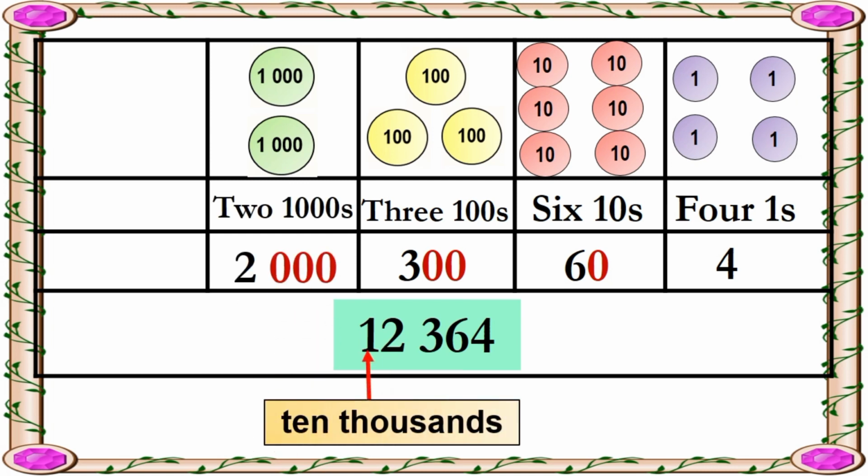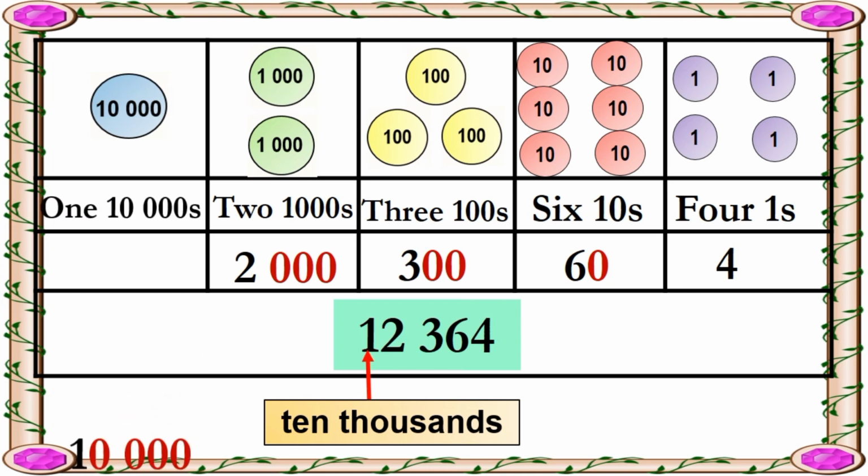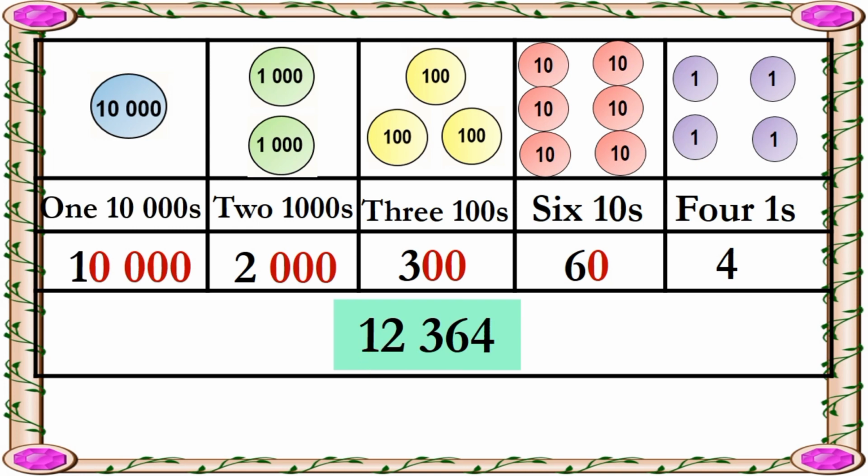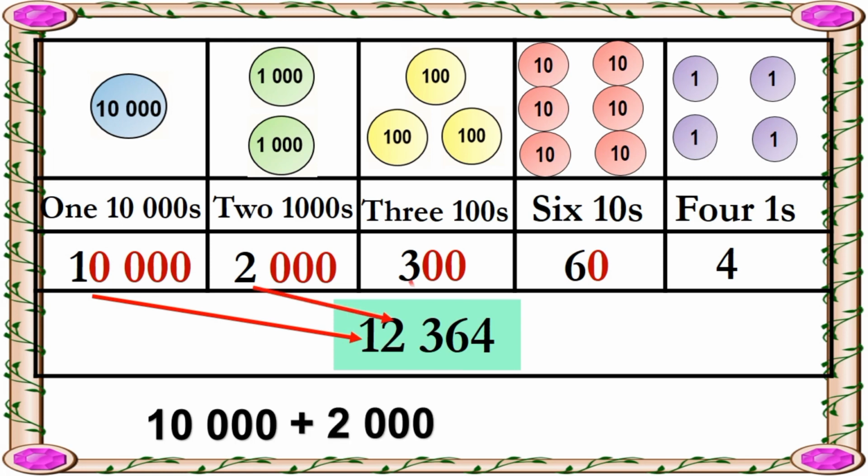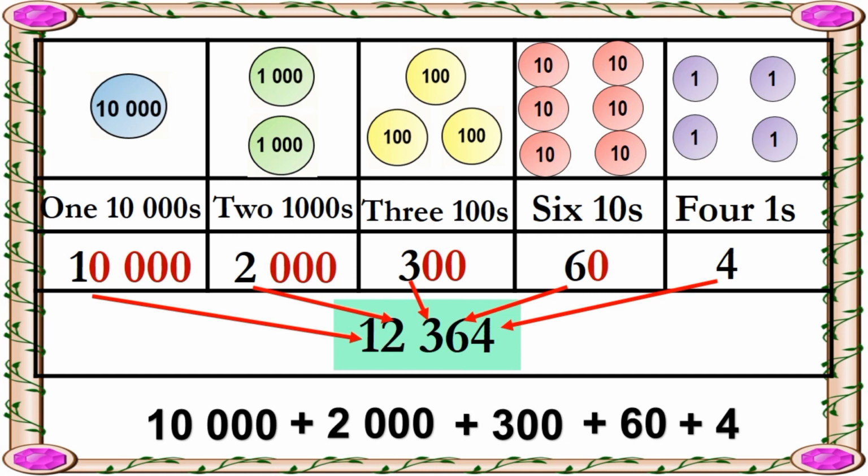And lastly, 1 is in the 10,000s place. Therefore, 1 disc with a mark of 10,000 will be used. So, we have 1 10,000 to make it 10,000. Let us check the answer. 10,000 plus 2,000 plus 300 plus 60 plus 4 is equal to 12,364.